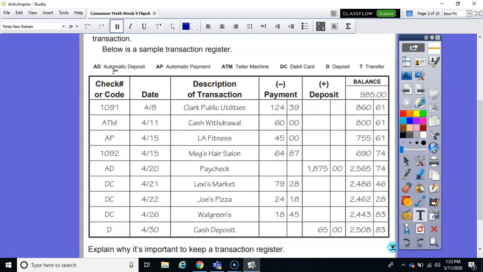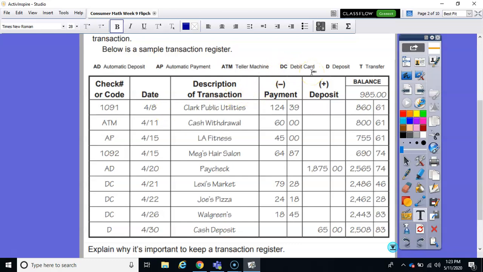So you want to record not just your withdrawals, but your deposits as well. And then automatic payment, AP, that might be if you have a monthly expense, like a monthly bill that automatically gets withdrawn from your account. A lot of places do that now, so that's what they're talking about there. ATM, so whenever you take money out of your ATM or deposit money through the ATM, you can mark it down that you did it through an ATM.